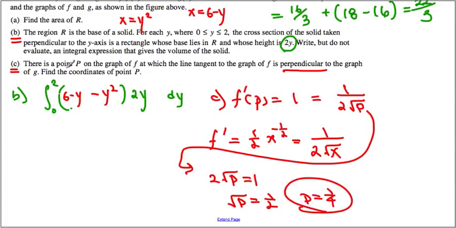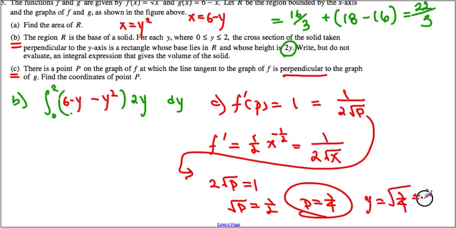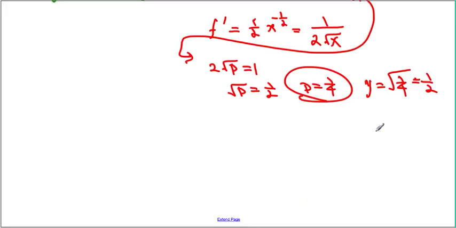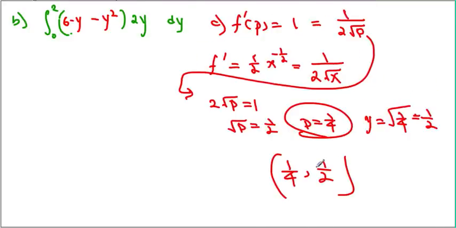And they say find the point P. A point in fact includes x and y values. So once you plug in 1/4 for the p value, we know the y value would have been, since that's the x value, square root of 1/4, which is equal to 1/2. Then our coordinate becomes (1/4, 1/2). That becomes our final answer.